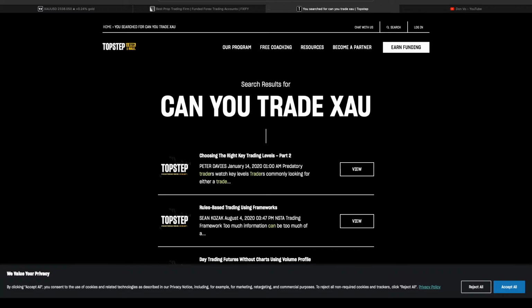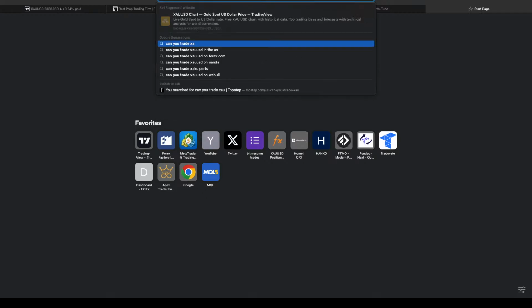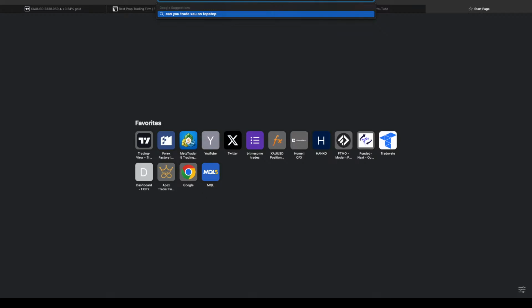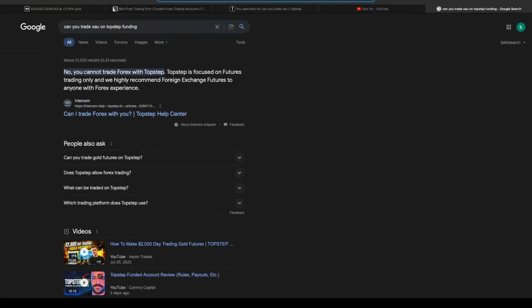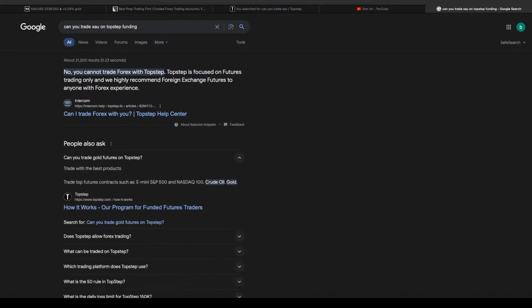Oh, I guess I could look it up. Can you trade XAU on Top Step funding? No, you cannot trade forex with Top Step. Top Step is focused on futures trading only. We highly recommend foreign exchange futures to anyone for. Oh, so I guess you can't. I guess you could trade gold futures, I guess you just can't trade the XAU gold.